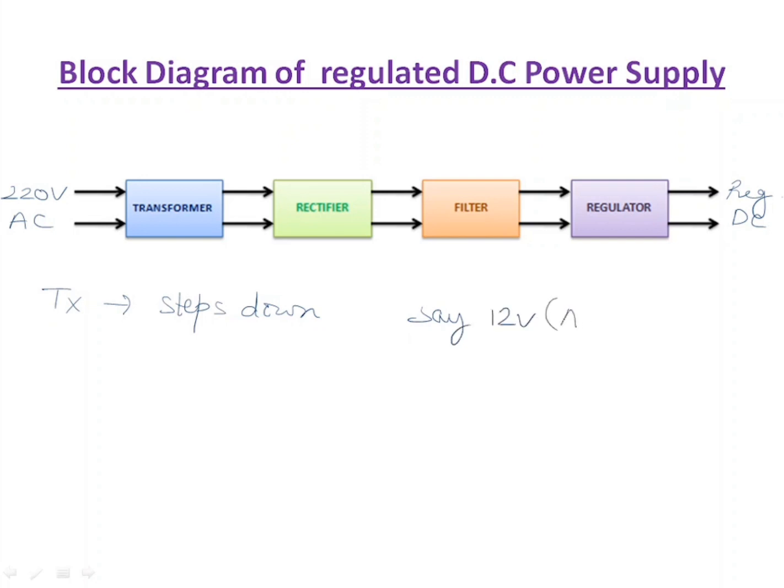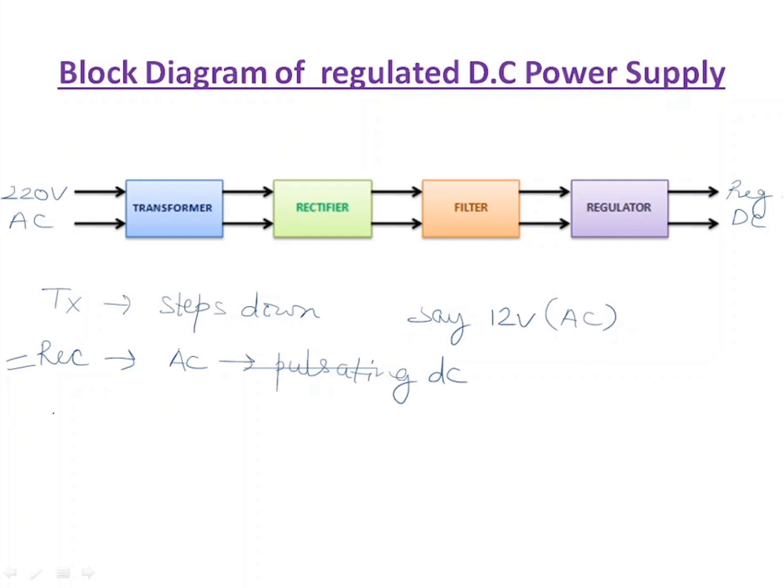Now this is AC only. The transformer does not change the nature of the supply. It will convert only the level of the voltage. Now the rectifier, we will discuss in detail, but for now it converts AC into pulsating DC. Pulsating DC means a waveform which contains both AC and DC. And further, as I told you, we need a regulated DC, so pulsating DC is not the output we need from this block diagram.